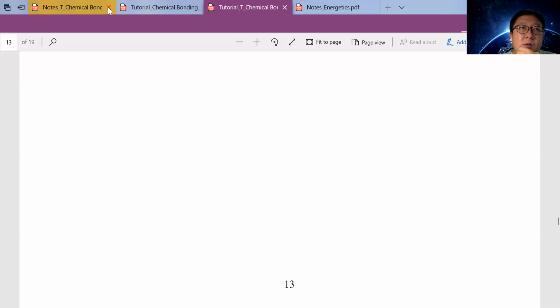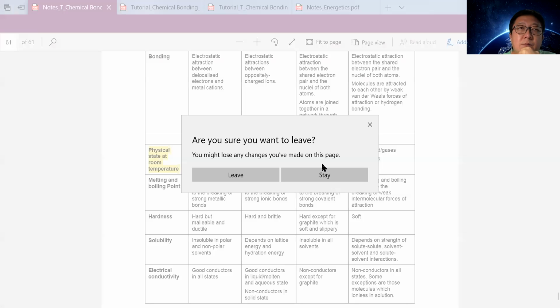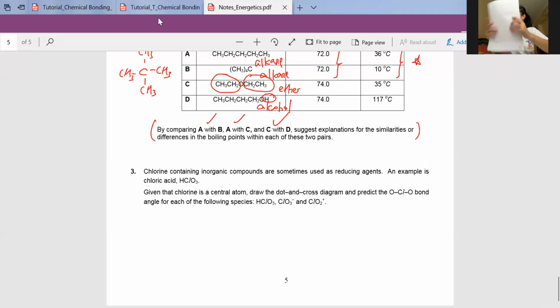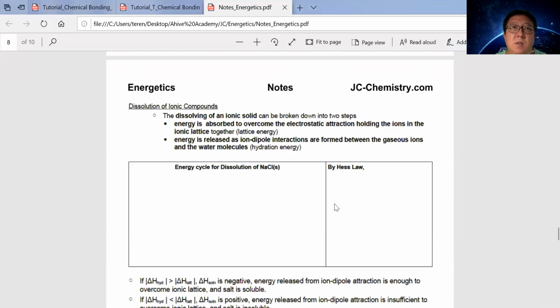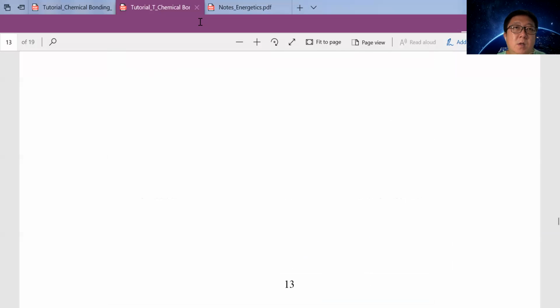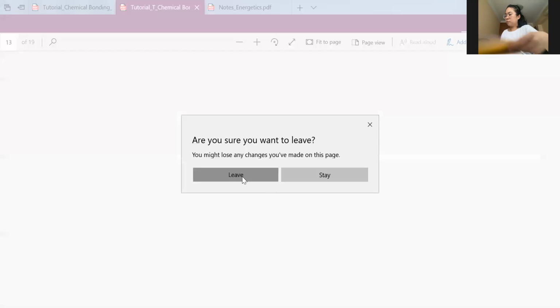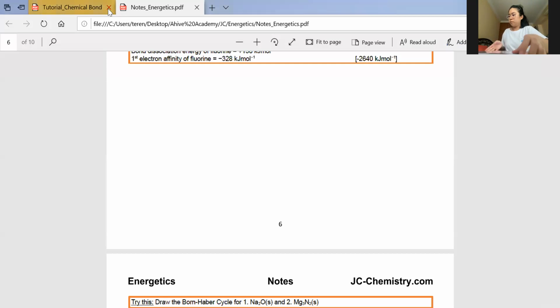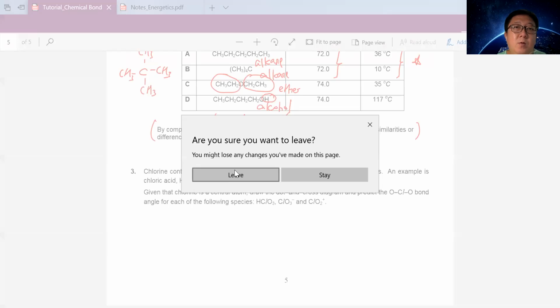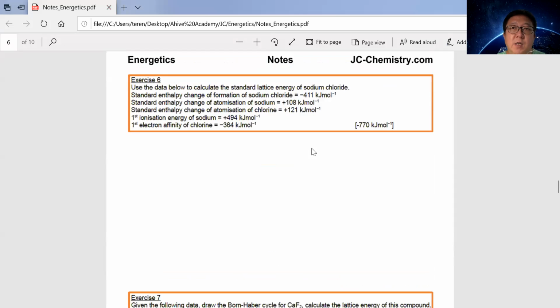Okay, let me close all these first. Okay, here, energetics. This one I can close it. You all have this copy, right? Two of you have this copy. Energetics.